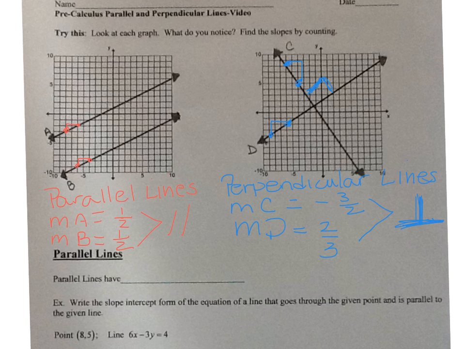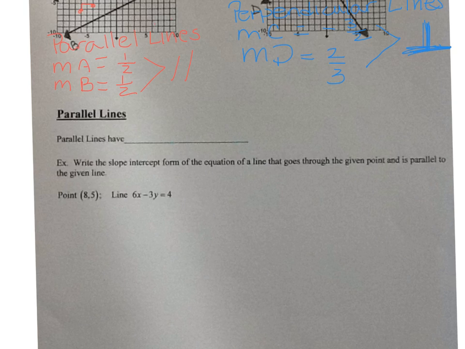All right, so let's take a look at our notes down here. All right, so we have parallel lines we're going to start off with. So parallel lines have equal slopes. So as long as your slopes are the same exact slopes, the lines will be parallel to each other. All right, let's take a look at the example here.